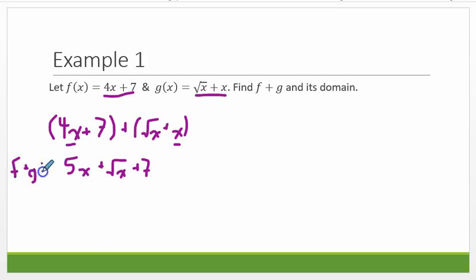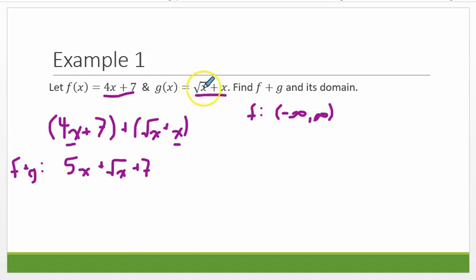Now, there's another part of this question, though. They also wanted us to find the domain of this. Well, the domain for f of x was all real numbers. It's negative infinity to infinity. Because remember, we start off by assuming negative infinity to infinity, and then I look for any fractions or radicals. And this one doesn't have either, so my domain is negative infinity to infinity.